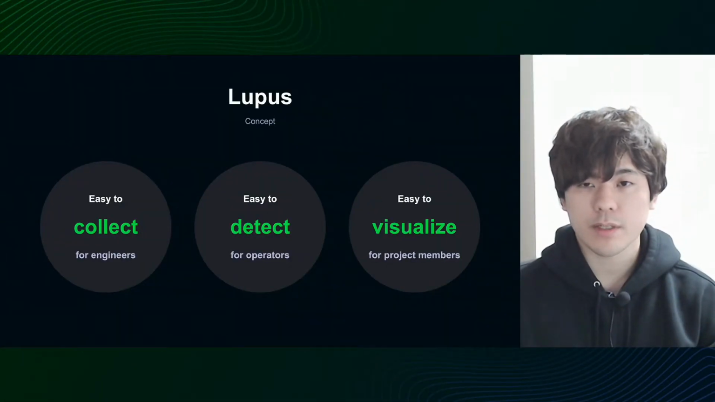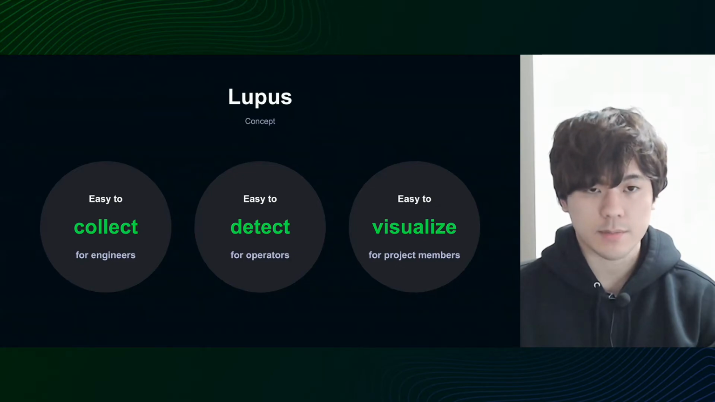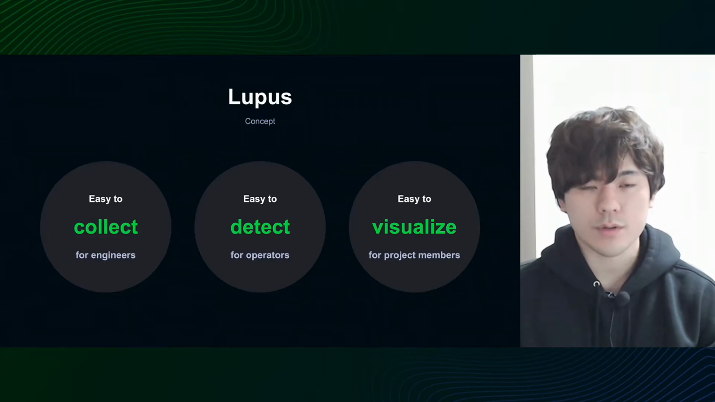Lupus has 3 concepts that reduce the workload involved in monitoring. First, engineers can easily collect metrics. Second, operators can easily detect anomalies in the product. Finally, all project members can easily visualize metrics and anomalies.